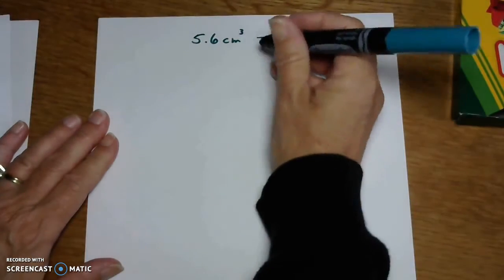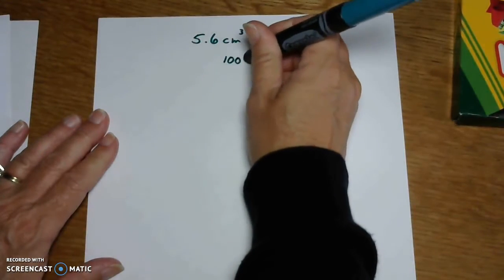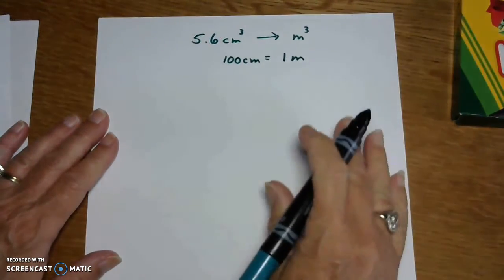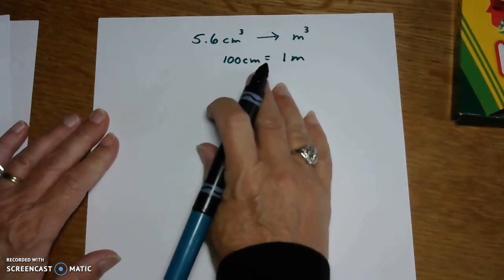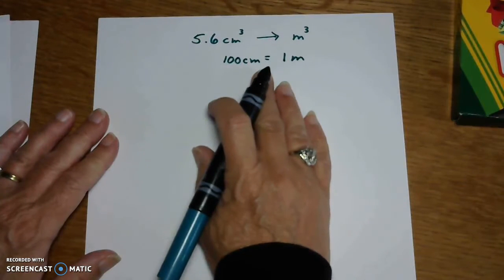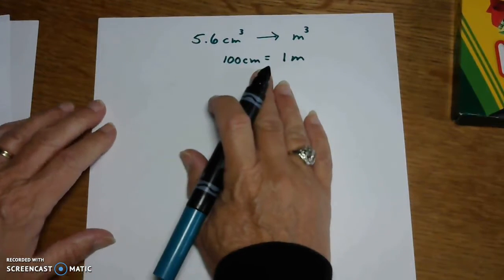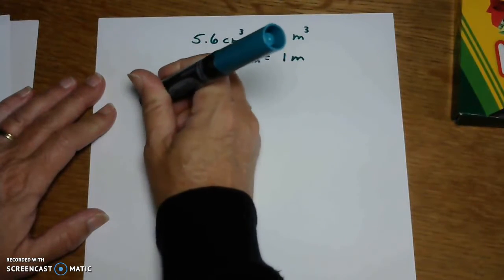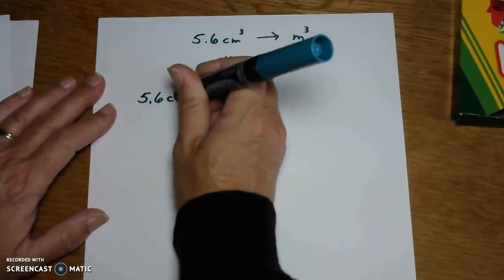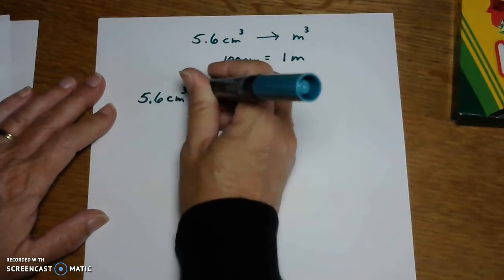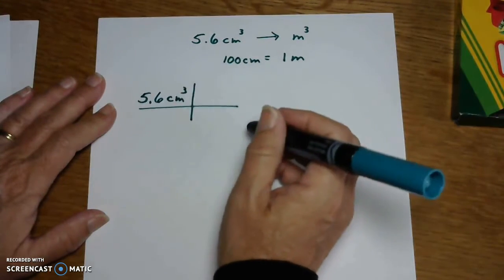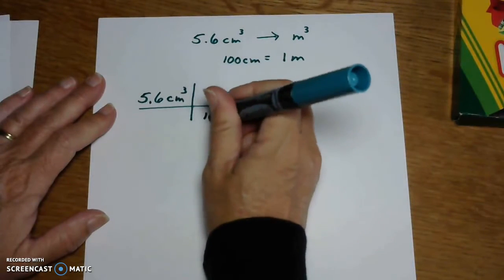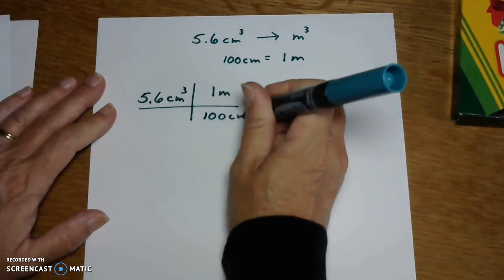So we know that there are 100 centimeters in 1 meter. So that's our equality. We can use that to write conversion factors. So let's start with our problem. We've got 5.6 centimeters cubed. We write our conversion. We write 1 meter on top and 100 centimeters on the bottom.